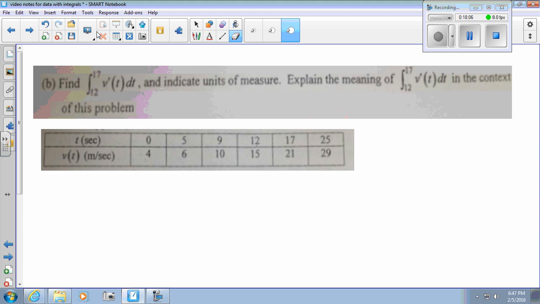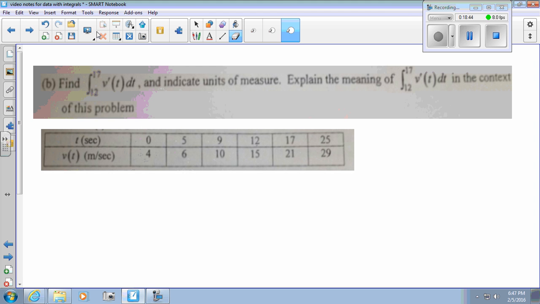So, using our fundamental theorem, this would be v of 17 minus v of 12. Those are numbers that are given to you in the table, because the table gives us v of t, not v prime. So v of 17 is 21, v of 12 is 15. 21 minus 15 would give us 6, and since we're talking about velocity, this is 6 meters per second. Okay, so let's state what this means.